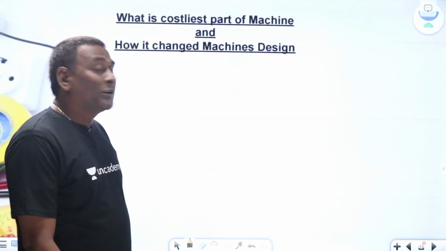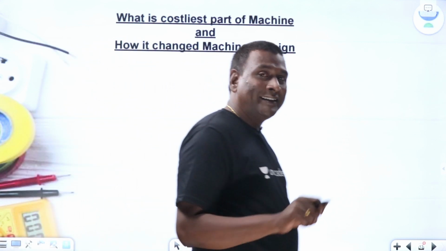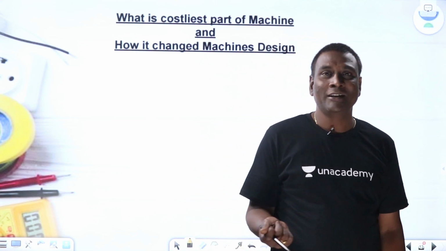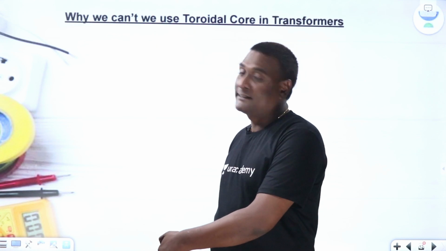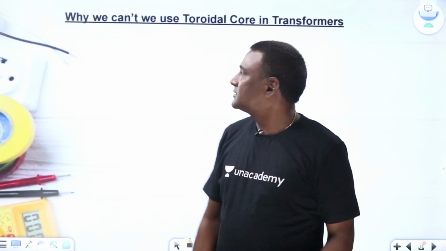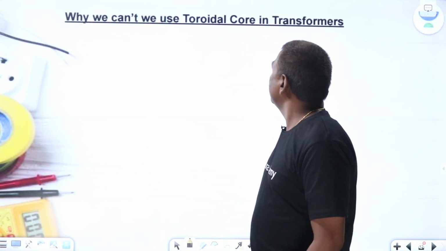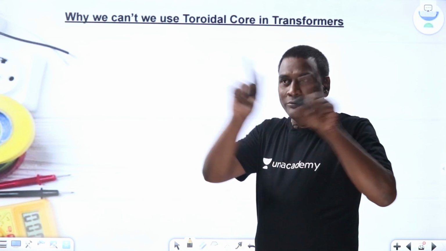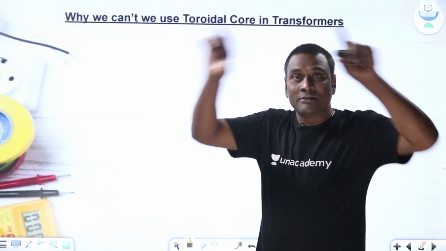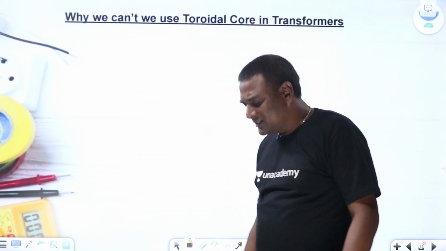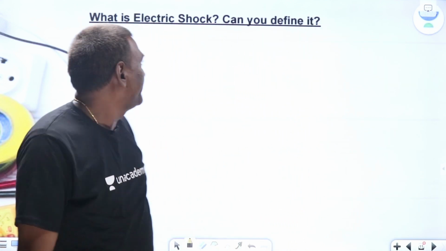Next, what is the costliest part of the machine and how does it change the design? Again related to money, design, and manufacturing cost. And why can't we use a toroidal core in a transformer? Normally, cores of transformers will be like this, not toroidal cores. Why can't it have a toroidal core?